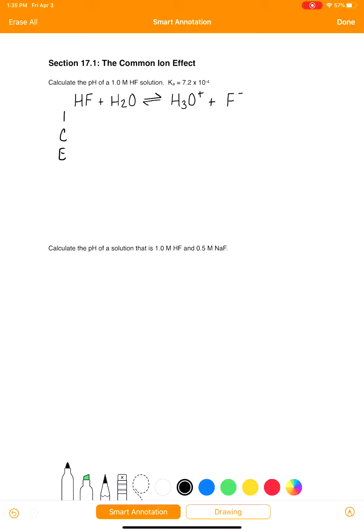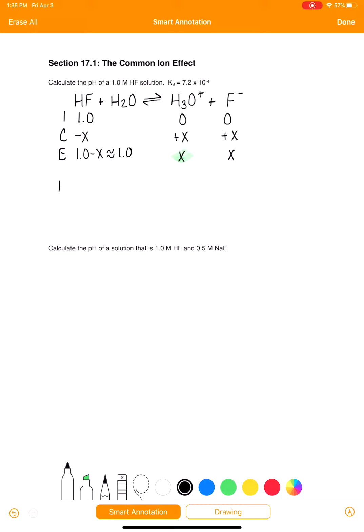The initial amount of HF is 1 molar, and initially we have no products. Some of that HF is going to react, but we don't know how much, so we're going to call it X. And when we reach equilibrium, we're going to have 1.0 minus X HF, which we're going to assume, since X is really, really small, is just 1.0. And our H3O+ and F- concentrations are X. In order to calculate the pH, we need to know what X is because that is our H3O+ concentration.